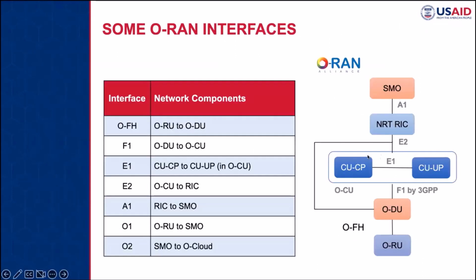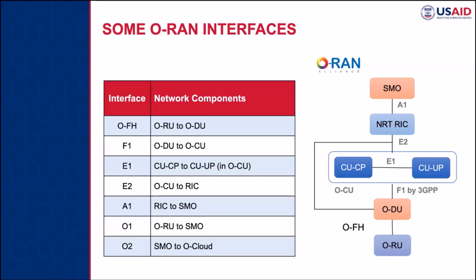Okay. And then also some ORAN interfaces. We have here, again, the overview, the architecture. We have the SMO, the near real-time RIC, the centralized unit control plane, centralized unit user plane, and then the distributed unit and radio unit. Remember, the O here just means ORAN or open. So this is open distributed unit and open radio unit.